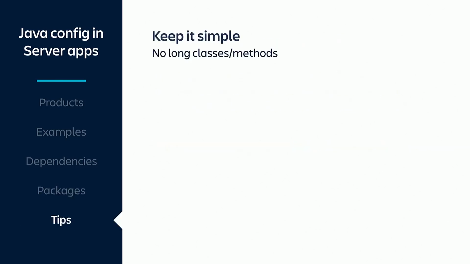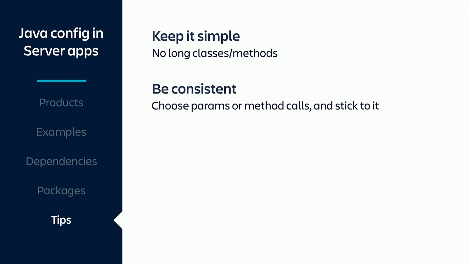If you do decide to go this way, here's a few tips that I'd give you. First thing is keep it simple. Don't go nuts creating huge long classes or complicated methods or too many methods. Try and break it down into some coherent structure. Be consistent with your style, so either use that method call style or the parameter style for getting the dependencies of each bean. Try and stick to one way or the other, don't mix them willy-nilly.